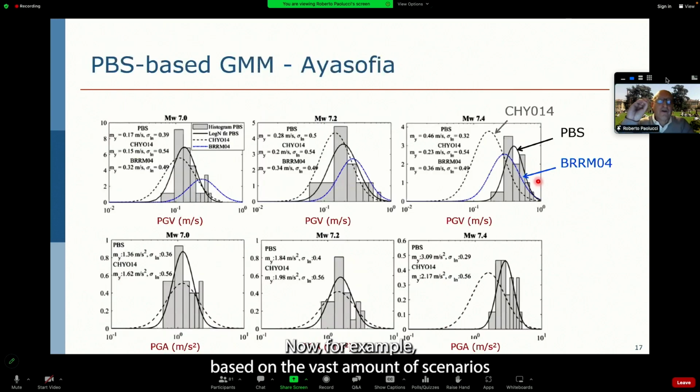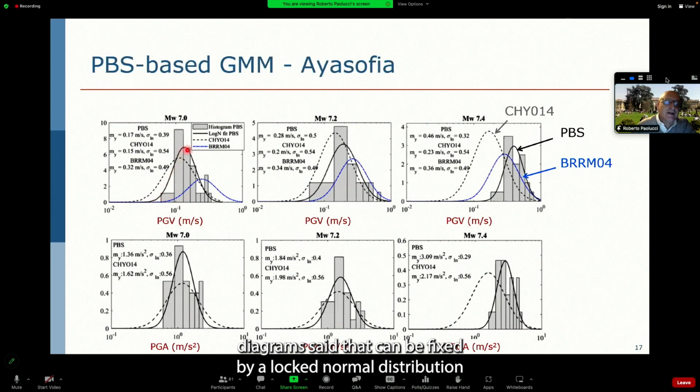Now, for example, based on the vast amount of scenarios that we developed, for the station located in Hagia Sophia we can construct the physics-based ground motion models by these frequency histograms that can be fit by a lognormal distribution. This is peak ground velocity for magnitude 7 at Hagia Sophia, based on the different numerical simulations that were carried out. So you can define a specific probability distribution of the ground motion model that will differ somewhat from, in this case, the Chiou and Youngs, because of a slightly larger value of the median and also a smaller value of the sigma. You see the two sigmas that are indicated here.